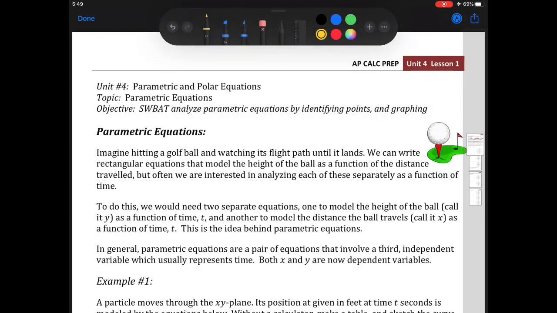Welcome to Unit 4. Our lesson today is Parametric Equations. So I want you to pause the video and read this whole part, and then we'll analyze it.